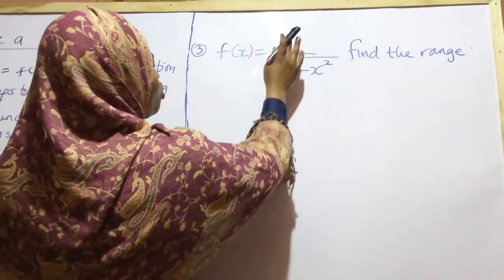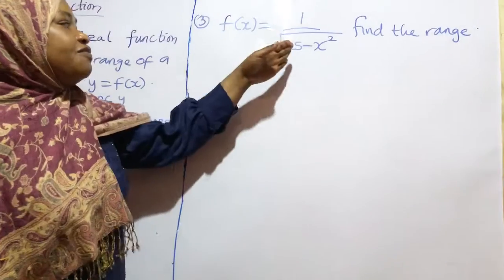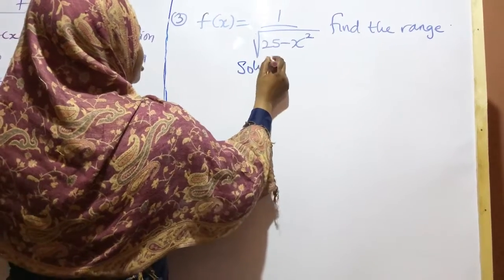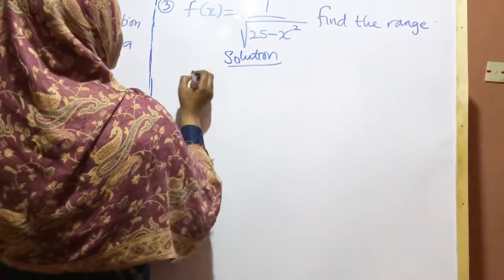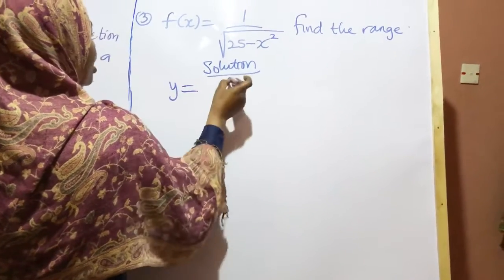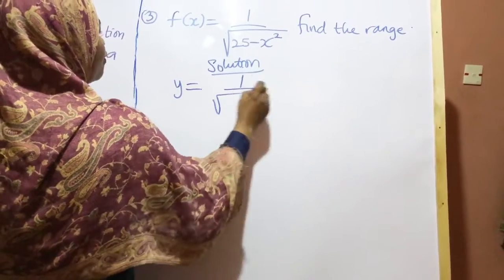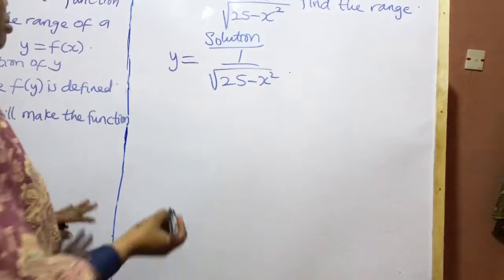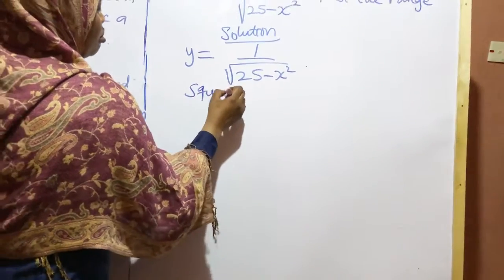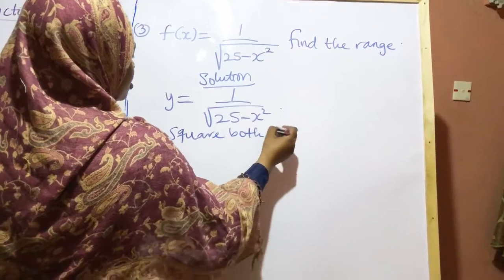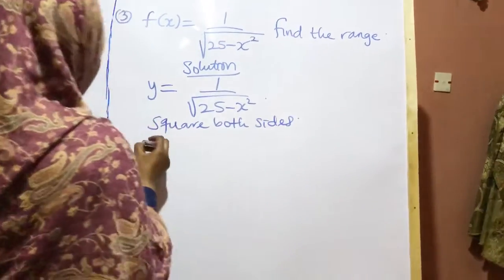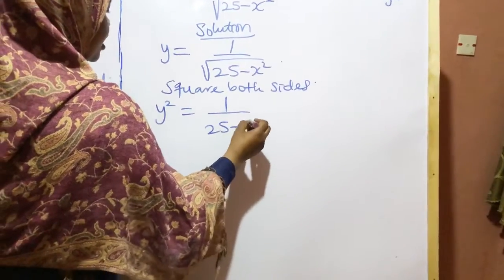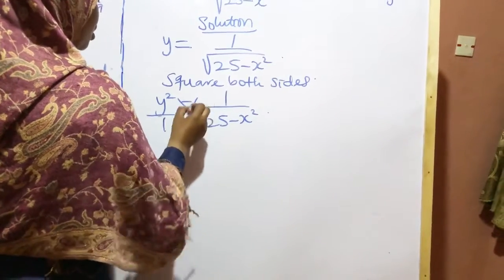Example 3. f of x is equal to 1 divided by square root of 25 minus x squared. Find the range. Solution. The first step is that we have to express this as y, that is f of x equal to y. So y is equal to 1 divided by square root of 25 minus x squared. So here, square both sides. If we square both sides, we are going to have y squared is equal to 1 over 25 minus x squared.